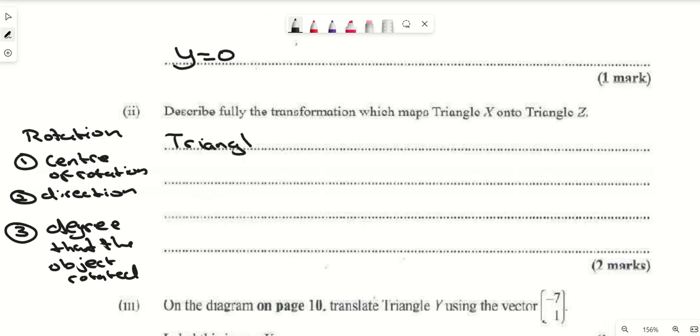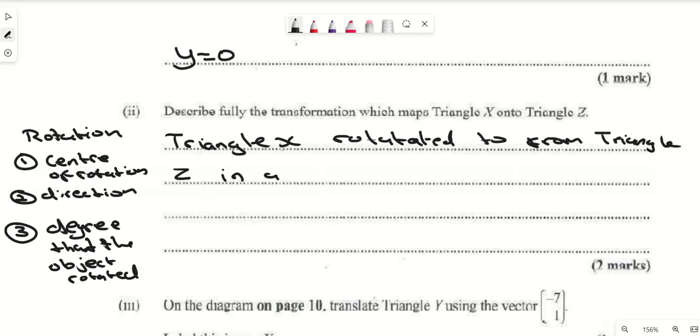triangle X rotated to form triangle Z in a something direction. I'm going to fill it in, something direction about, so how many degrees, right?